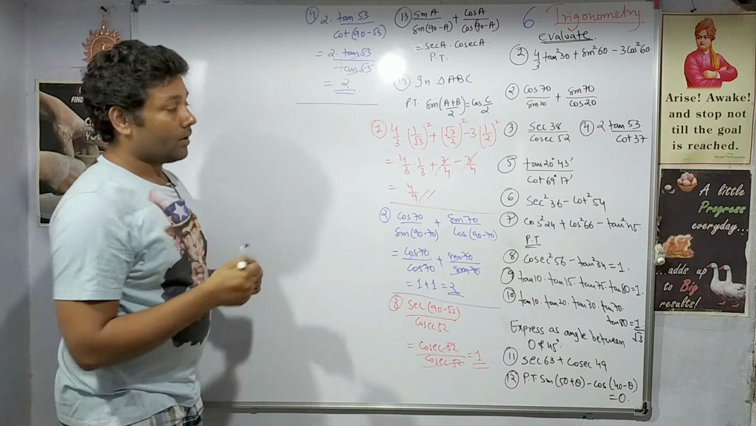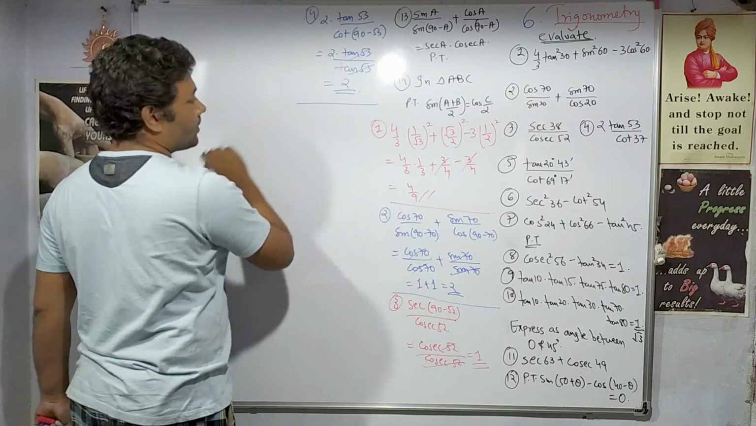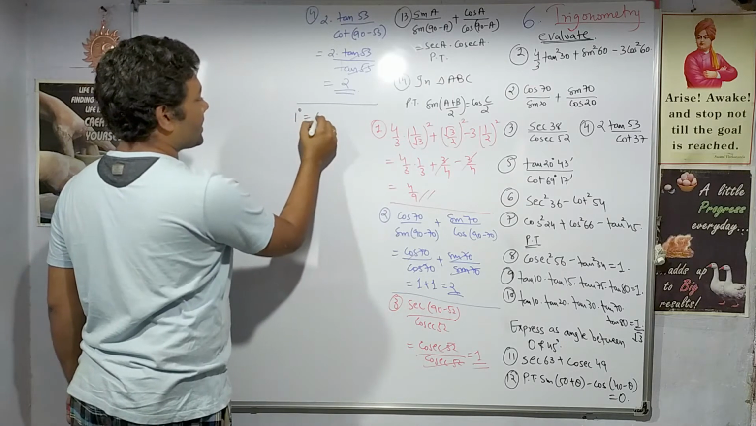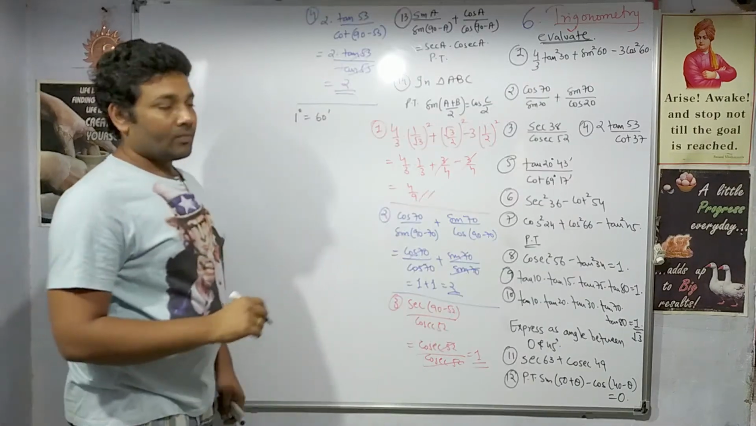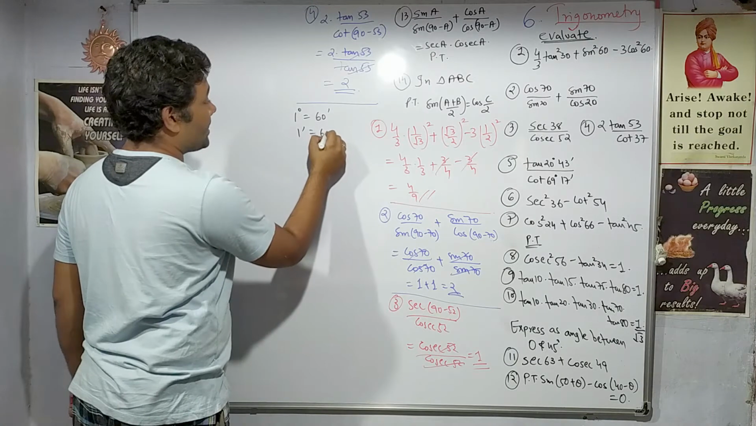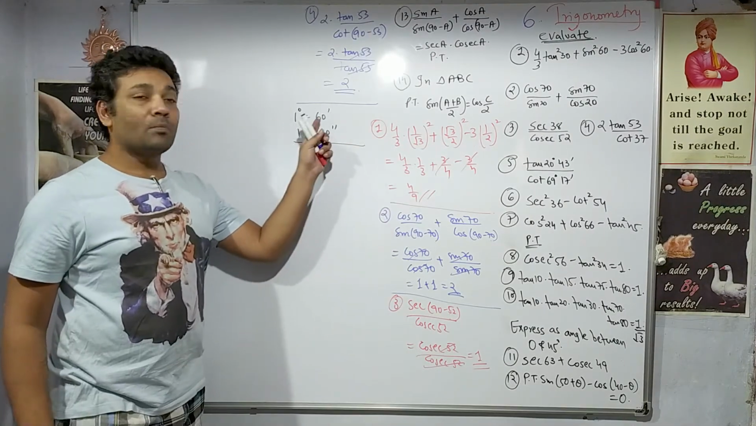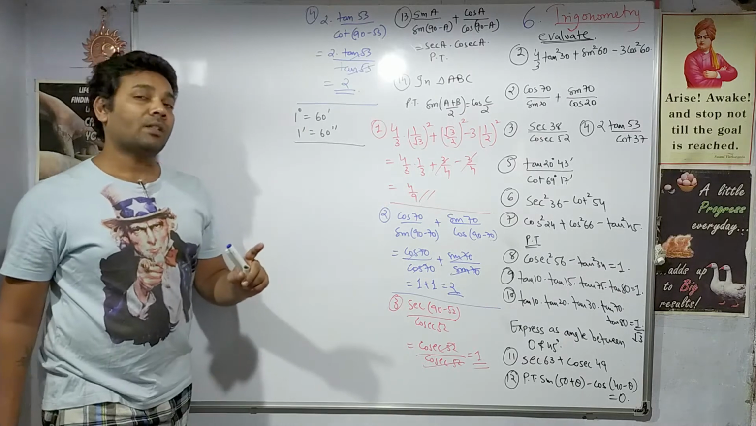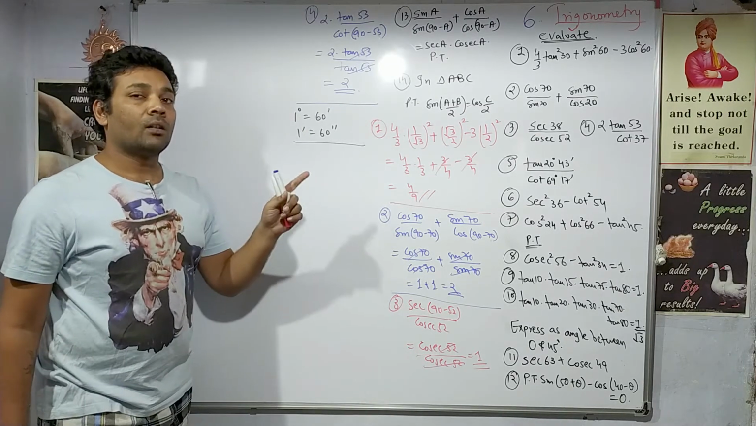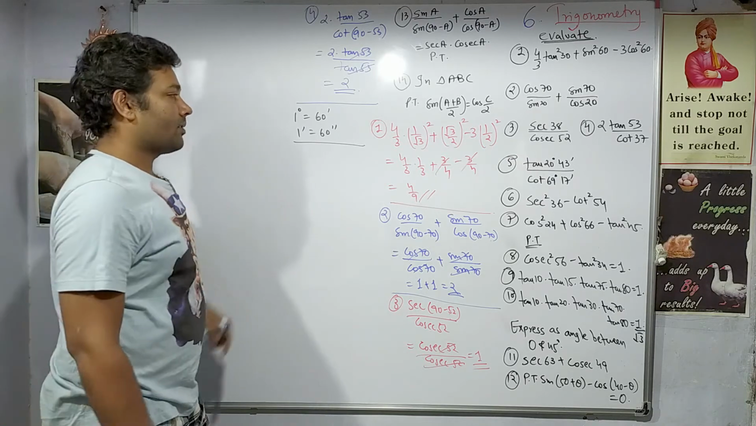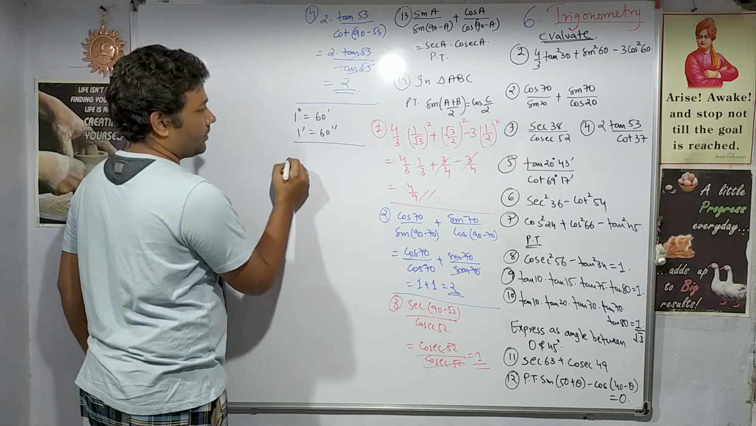Now the fifth sum, something different. Here we'll introduce one important concept. 1 degree is 60 minutes and 1 minute is 60 seconds. That is, the degree is divided into minutes and minutes are divided into seconds. It's just like our clock: hours are divided into minutes and minutes are divided into seconds.